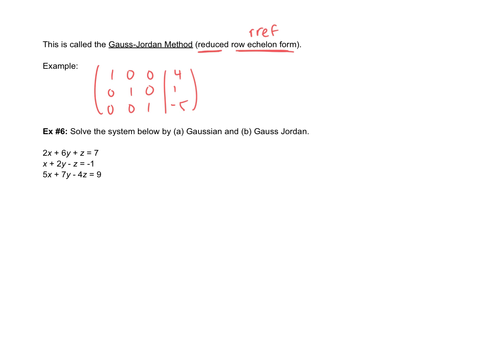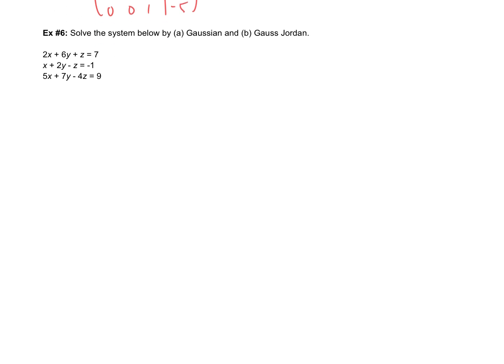Okay, so of course we're going to need some practice actually doing this. So we're going to take a look at example 6, which we're going to solve using the Gaussian method and also the Gauss-Jordan method. Okay, so I'm not going to lie to you, this is a beast of a process. You're going to have to stick with it. There's going to be quite a few steps, and we need to be very careful because any mistake that we make early on is really going to hurt us.